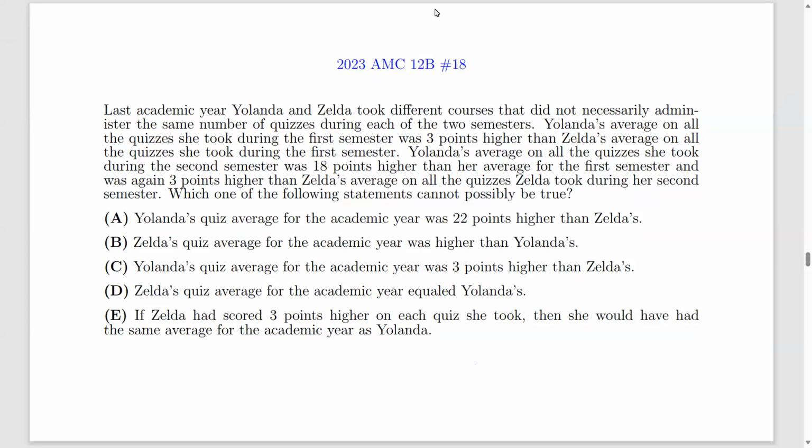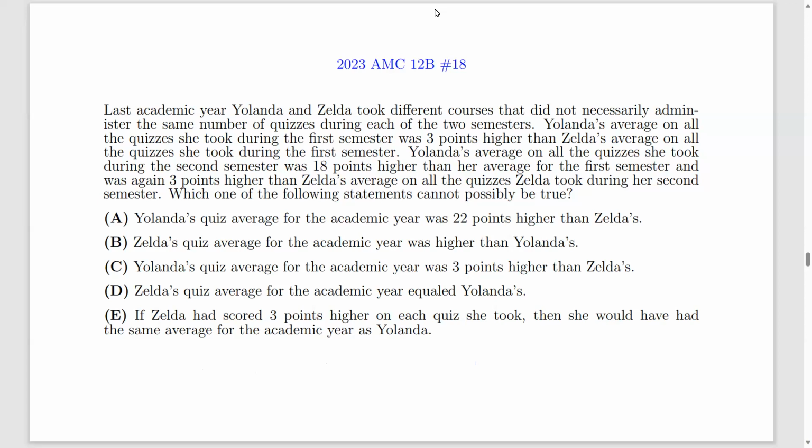Last academic year, Yolanda and Zelda took different courses that did not necessarily administer the same number of quizzes during each of the 2 semesters. Yolanda's average on all the quizzes she took during the first semester was 3 points higher than Zelda's average on all the quizzes she took during the first semester.